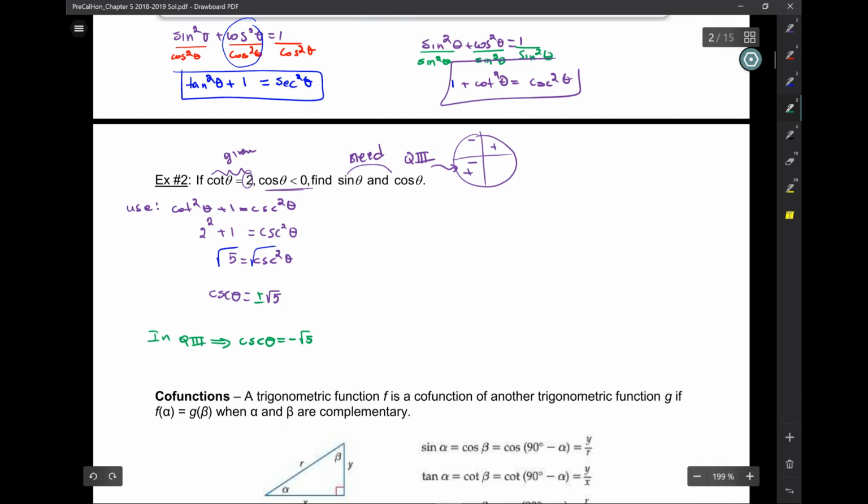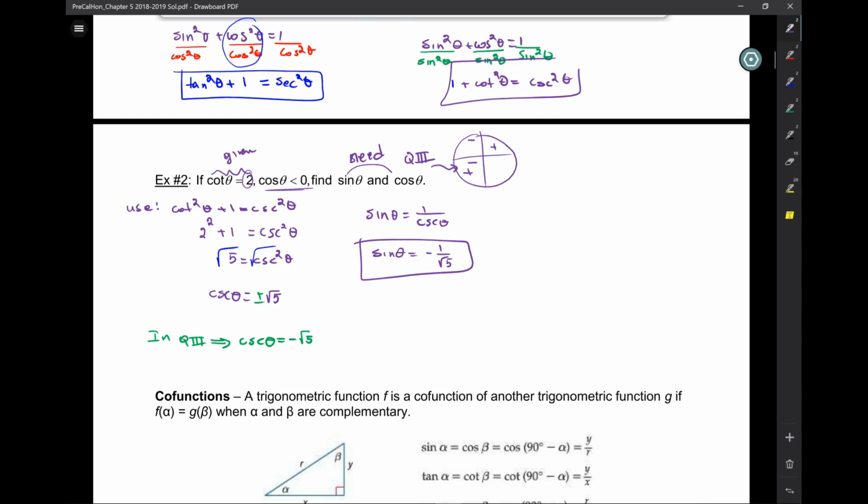Okay, but that's not even what I want. What is it that I want? Sine. So sine of theta is 1 over cosecant of theta, so sine of theta is negative 1 over root 5. All right, cool. So I got one of my answers.